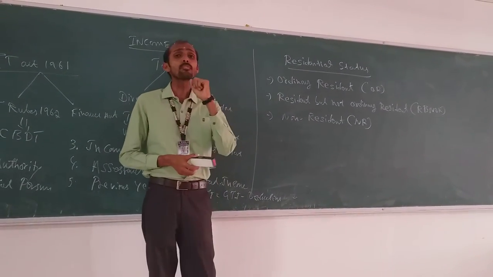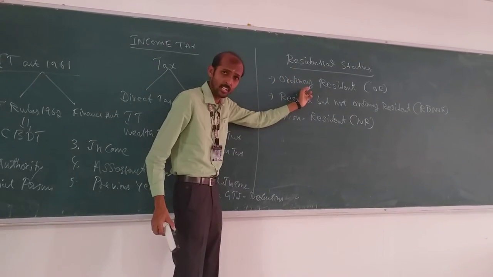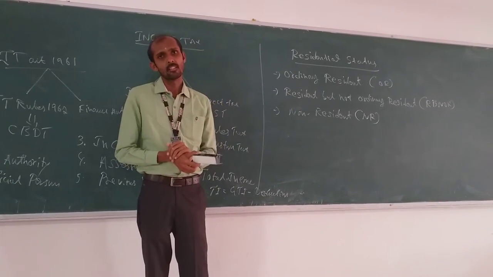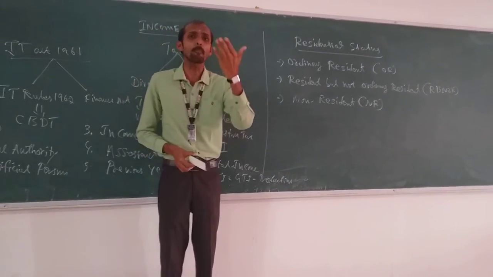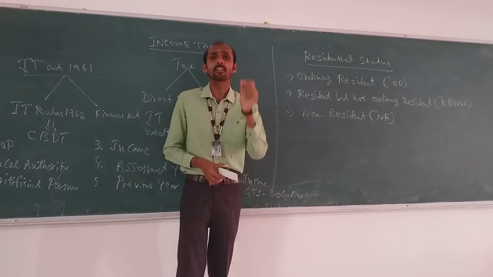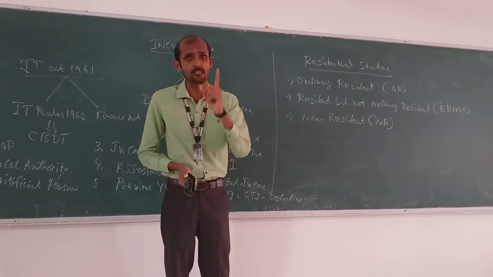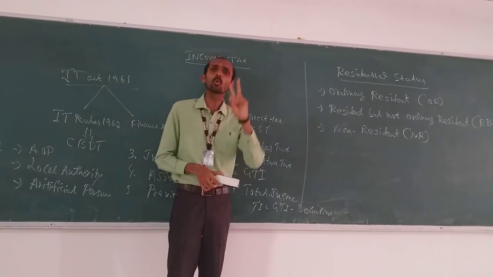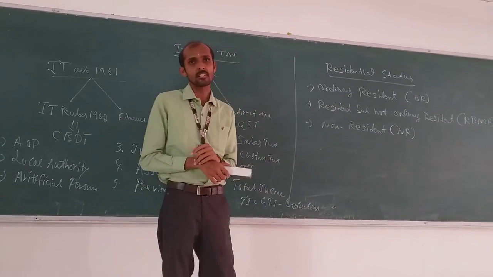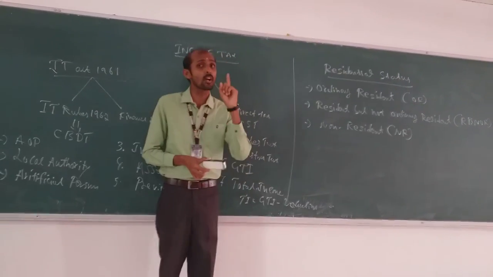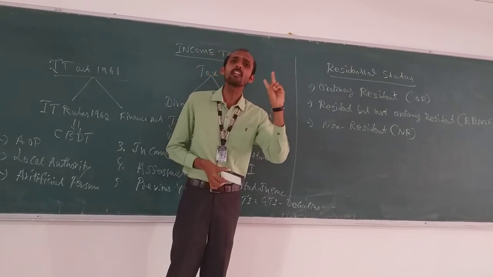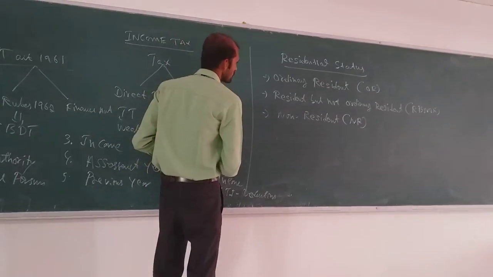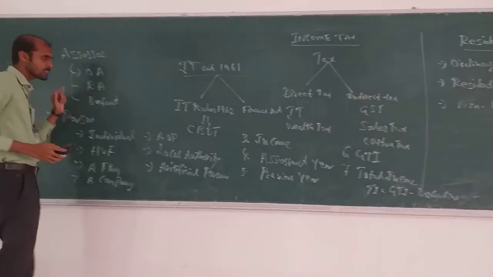How do we find out whether a person belongs to this category or that category? Based on the fulfillment of conditions, we can find out the residential status of a person. Basically, there are two sets of conditions. One is called basic conditions, another is called additional conditions. Let's see one by one. What are the basic conditions? Let's go for it.